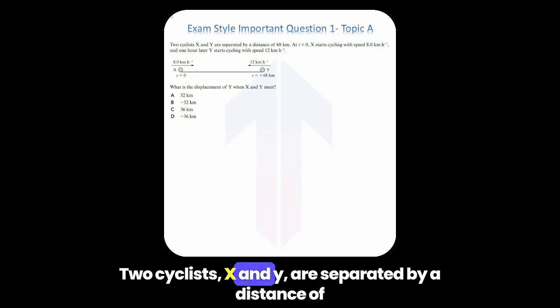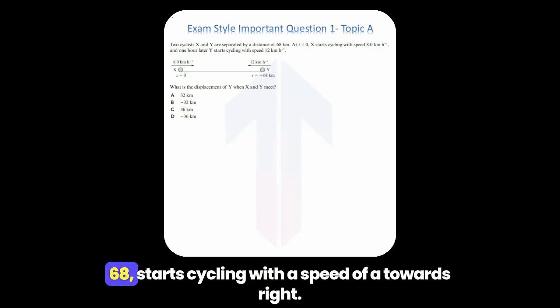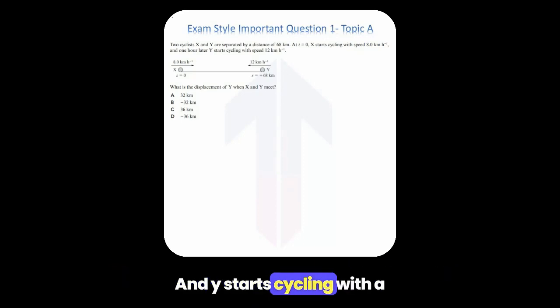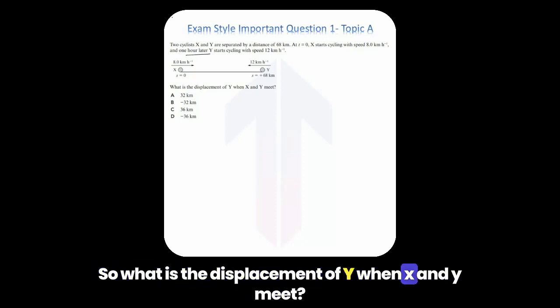Two cyclists X and Y are separated by a distance of 68 kilometers, and X starts cycling with a speed of 8 towards right and Y starts cycling with a speed of 12 towards left, but 1 hour later than X. So what is the displacement of Y when X and Y meet?